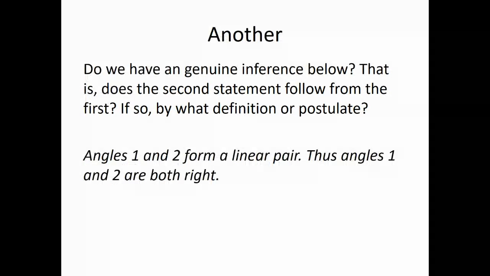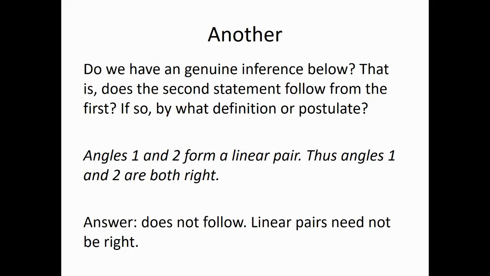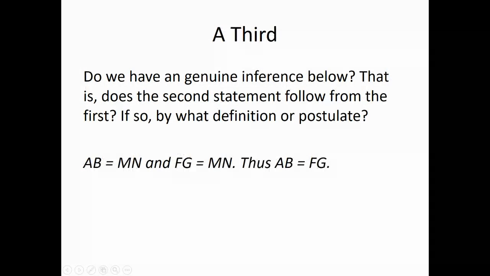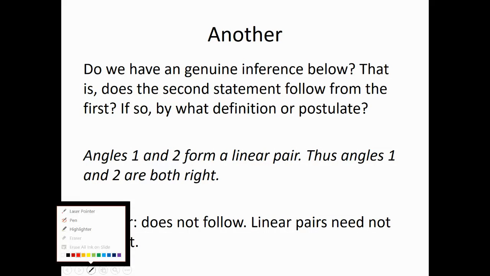How about this one? The two statements are: angles 1 and 2 form a linear pair, and second, angles 1 and 2 are both right. And I wish to know whether the second follows from the first, and if so, by what definition or postulate. And the answer is no, it does not follow. Linear pairs don't have to be right. Remember what a linear pair is. I'll draw one for you.